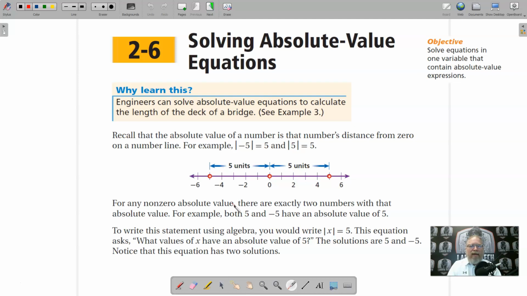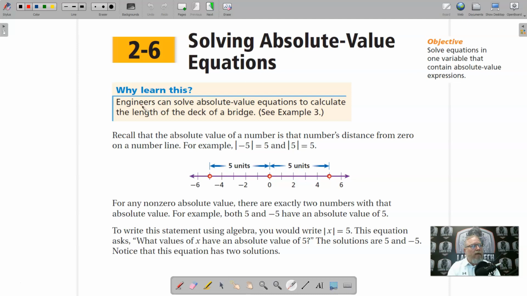Hello, this video is for Chapter 2, Lesson 6 of the Algebra 1 textbook. It is titled Solving Absolute Value Equations. The objective for this lesson is to solve equations in one variable that contain absolute value expressions.